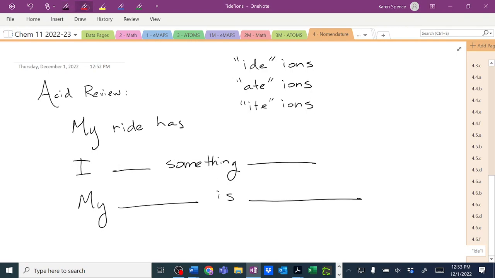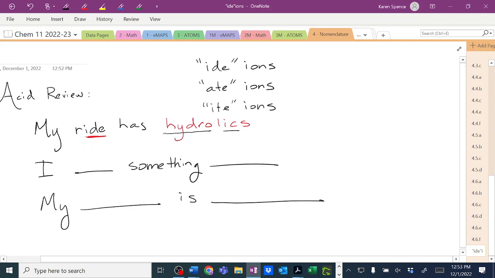So in our little system that helps us remember what to do with each one, my ride has hydraulics, which I think is probably the weakest of the ones, but I can't think of anything better, so I'm going to go with that. So my ride has hydraulics.